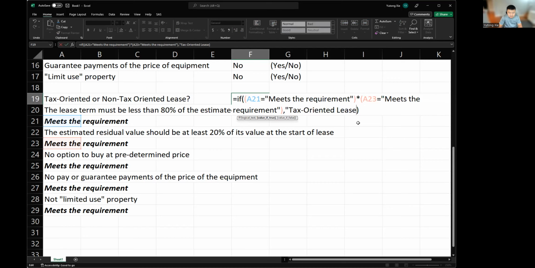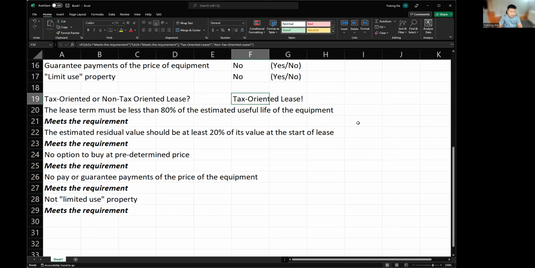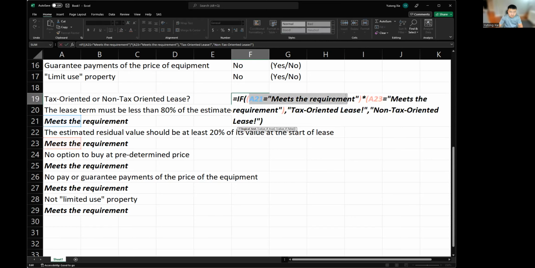Oriented lease. I'm gonna give it to this. Otherwise, it's non-tax oriented lease. Okay, so as you can see, I got a tax-oriented lease, right? It's because both the first and the second requirements are satisfied.